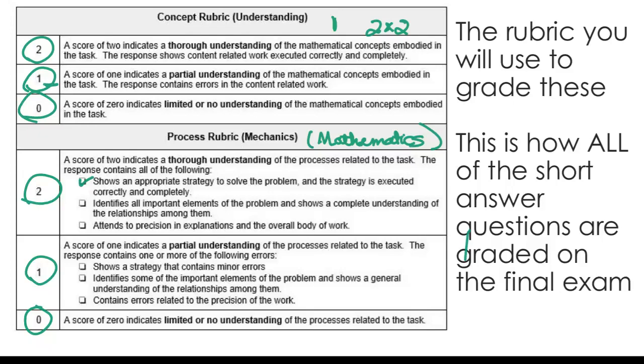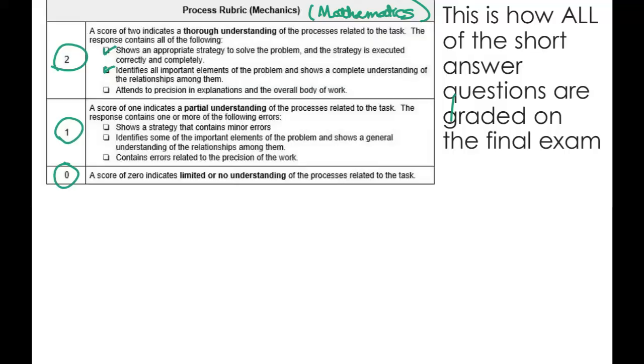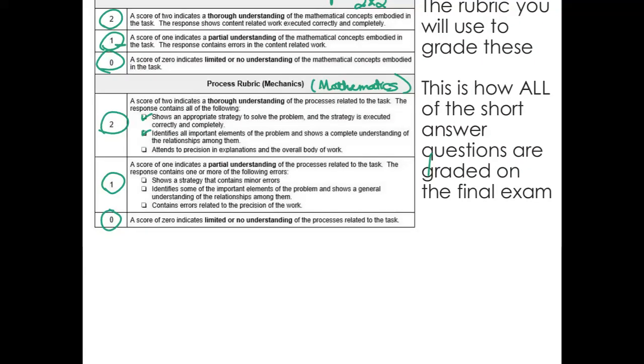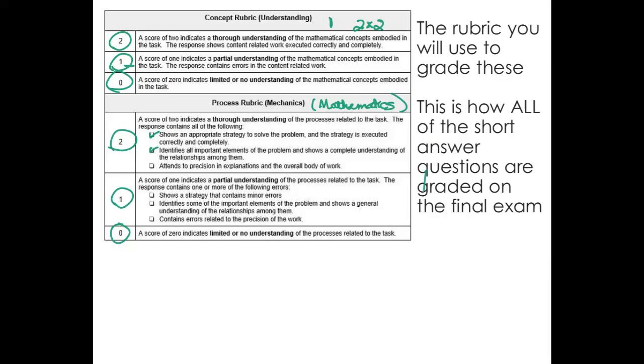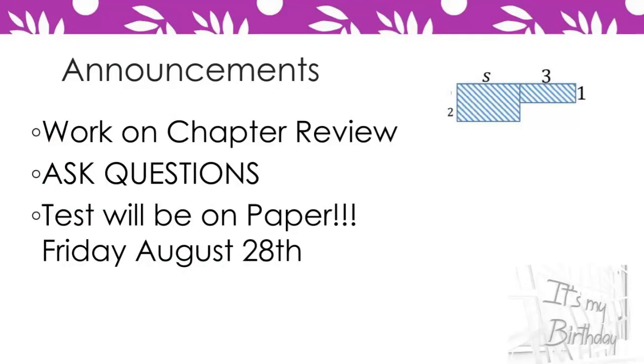And sometimes I do check these. Shows an appropriate strategy. Identifies all important elements. Attends to precision. Yes, we want you to be precise. Don't be sloppy. A score of 1 indicates partial. Shows a strategy, but there are some errors. Identifies some of the important parts. And a score of 0 is limited or no understanding of the processes. Okay? All right, so that will be part of that also.